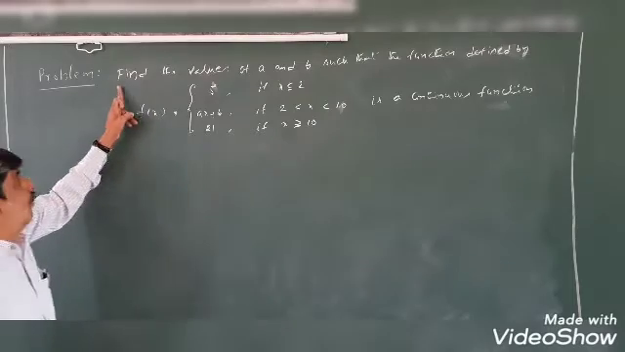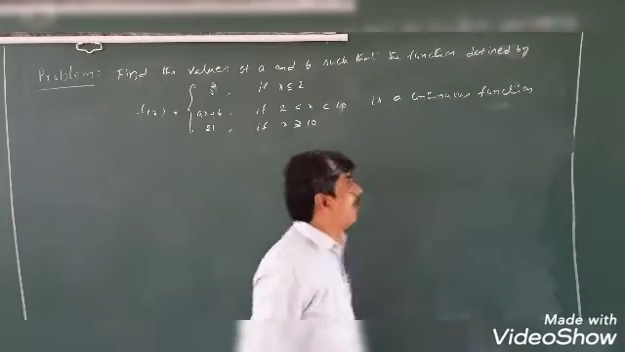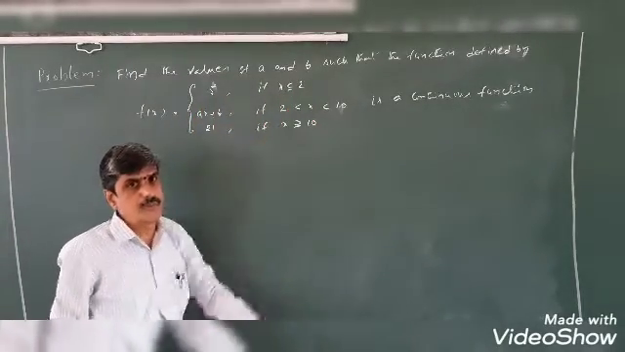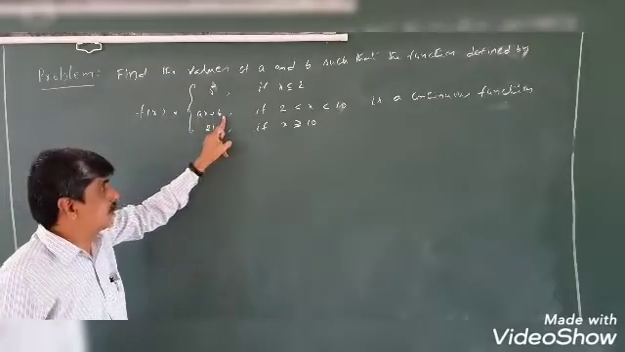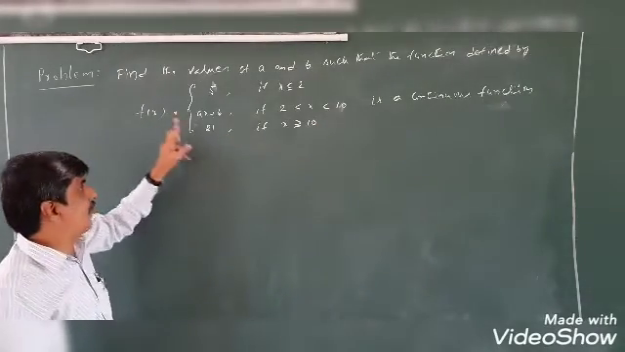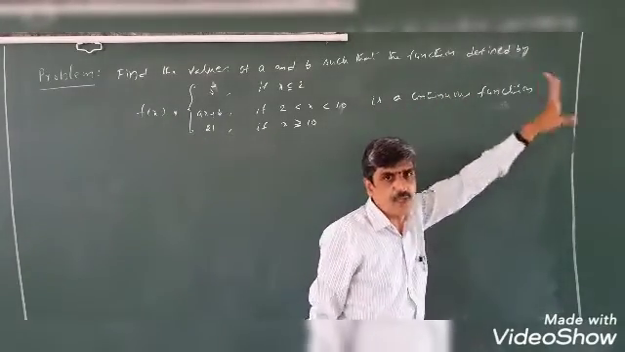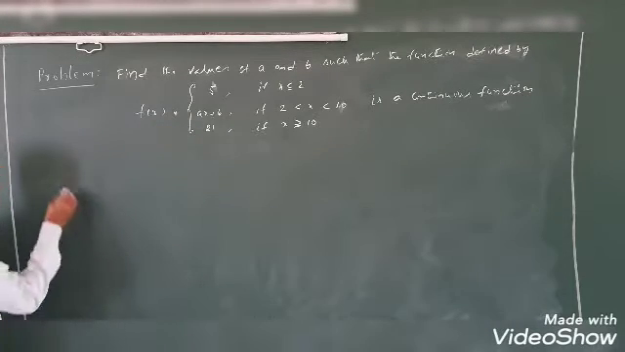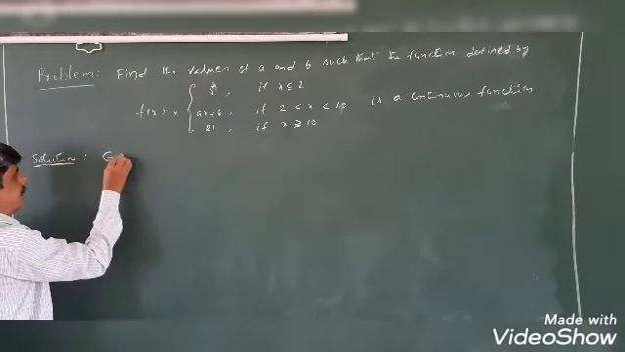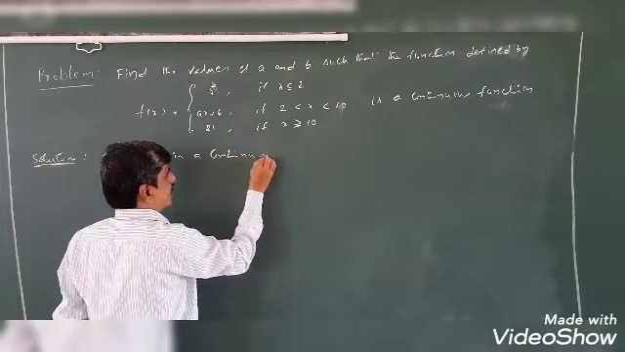Next numerical. Find the values of a and b such that the function defined by f of x is equal to 5 if x is less than or equal to 2, f of x is equal to ax plus b if 2 is less than x less than 10, and f of x is equal to 21 if x is greater than or equal to 10, is a continuous function. So given f is a continuous function.